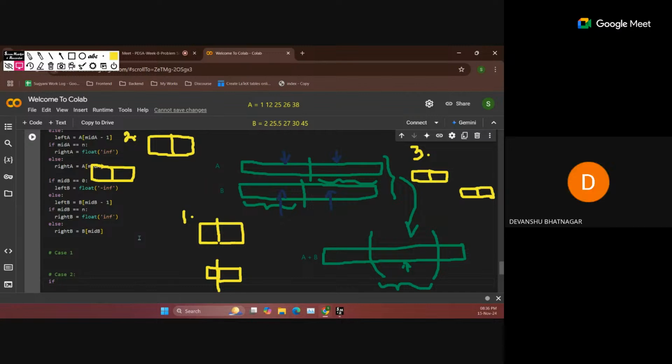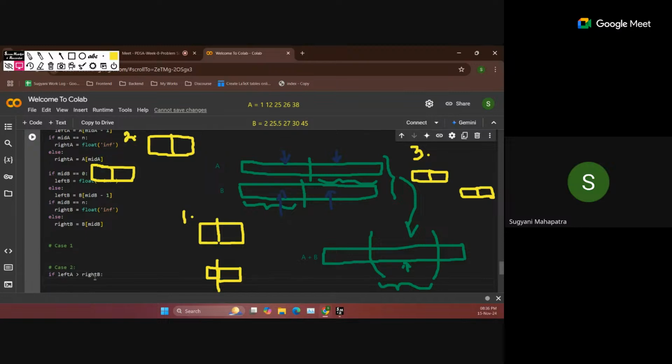If mid of A is greater than mid of B. Yeah, so basically mid of B we have assigned to right of B. So in terms of left and right, can you suggest? Left of A will be greater than right of B. Exactly. Left of A is greater than right of B.